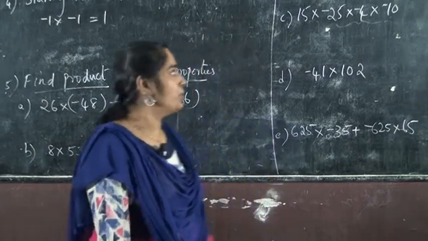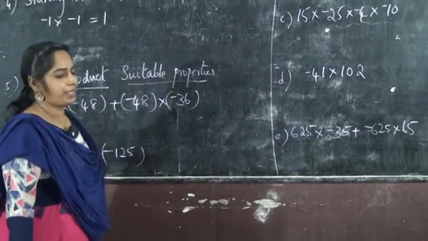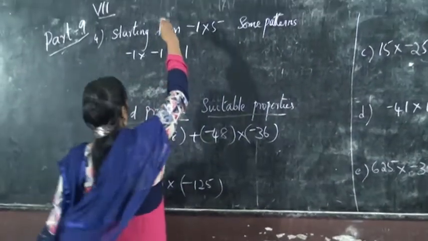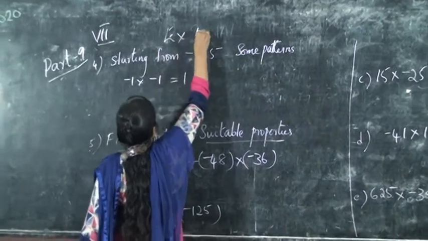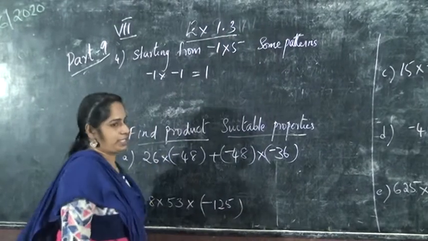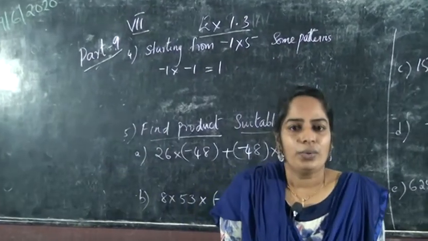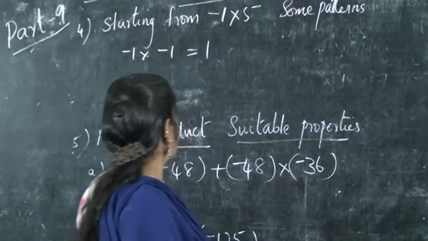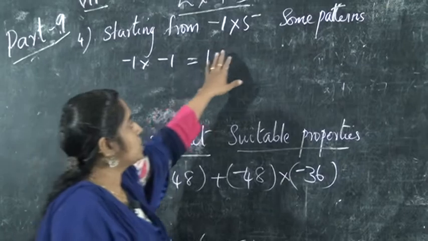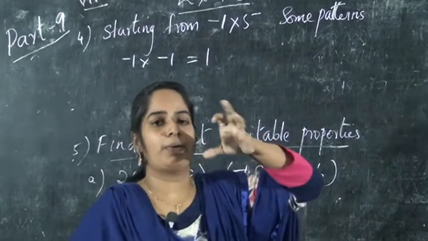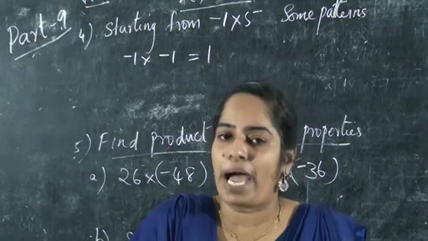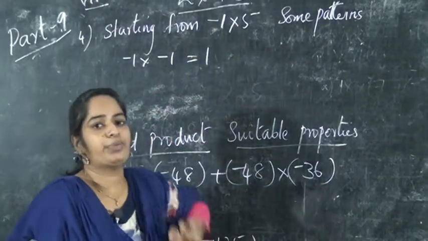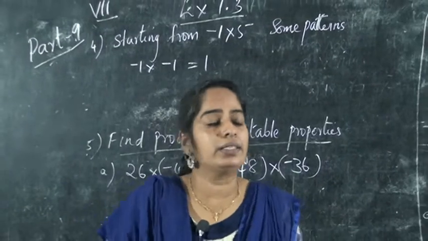So we can go to Exercise 1.3 itself, again the fourth question. Children, you can see the fourth question there. Starting from -1 into 5, you must write some patterns. I didn't write the full question here, I just shortened it so you can understand.